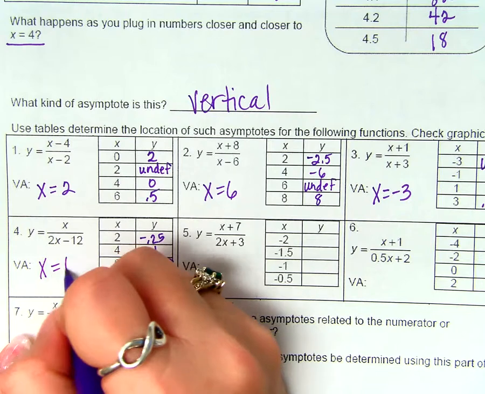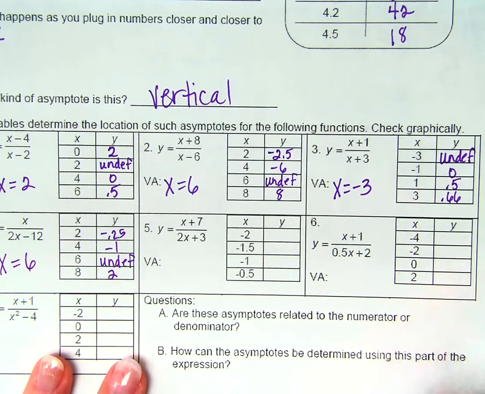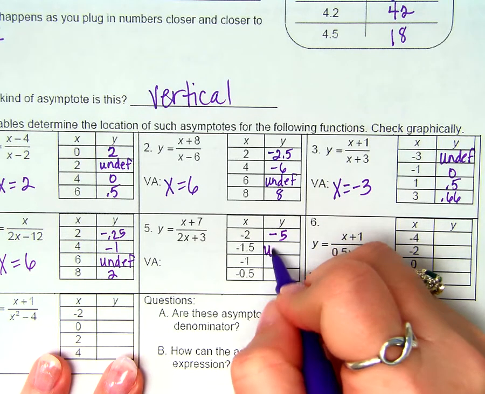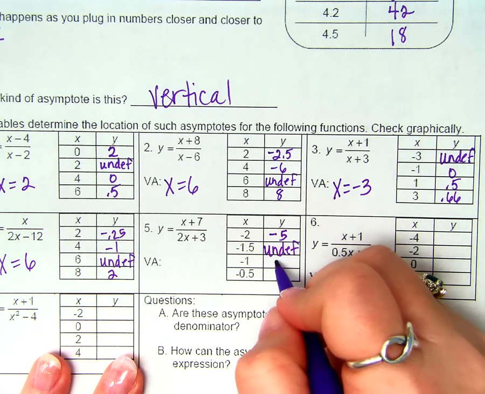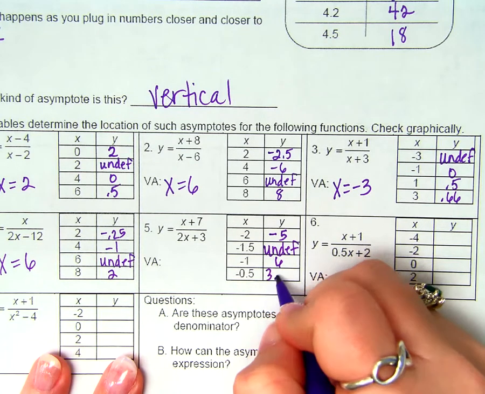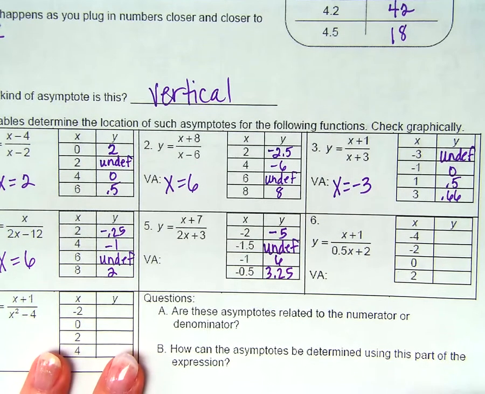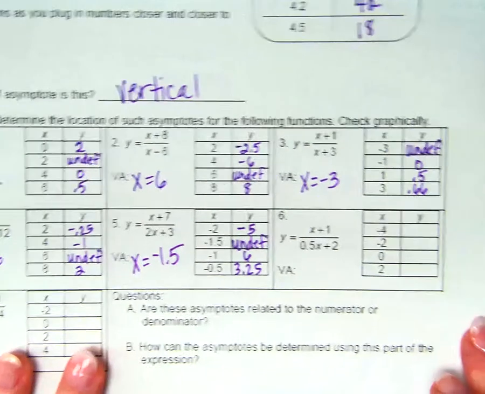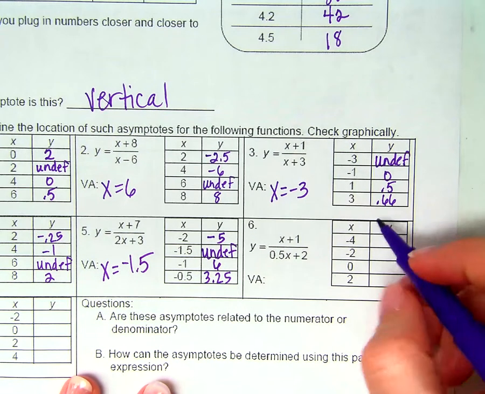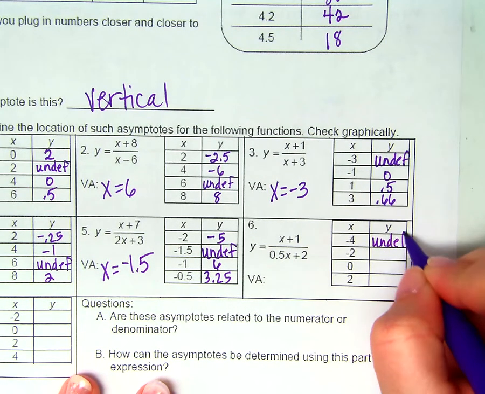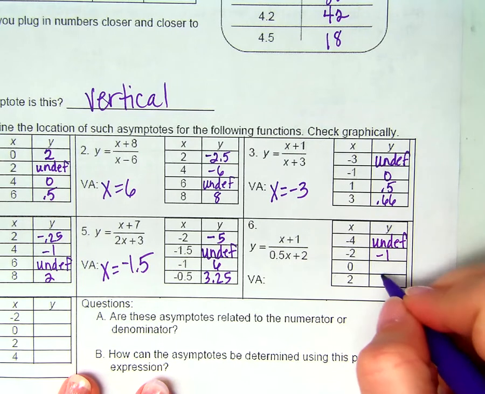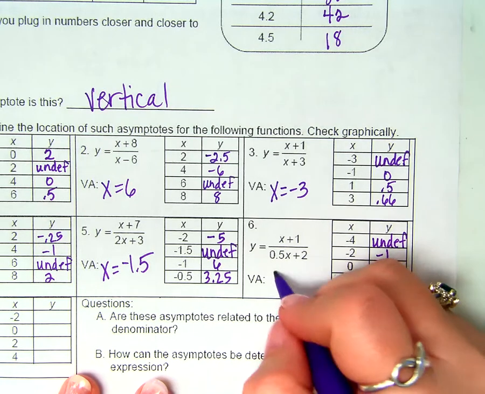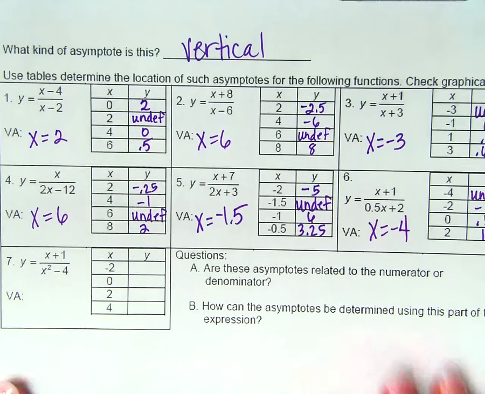X equals 6. Okay. People who did number 5, what are your outputs? -5. Undefined. 6. 3.25. Okay. Where is your vertical asymptote? X equals -1.5. Okay. What about people on number 6? Undefined. -1. 0.5 and 1. Where is your vertical asymptote? X equals -4.